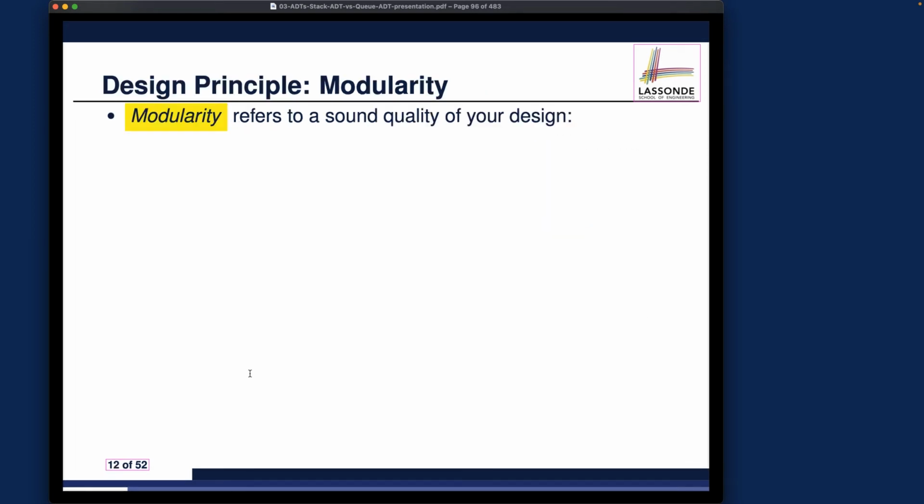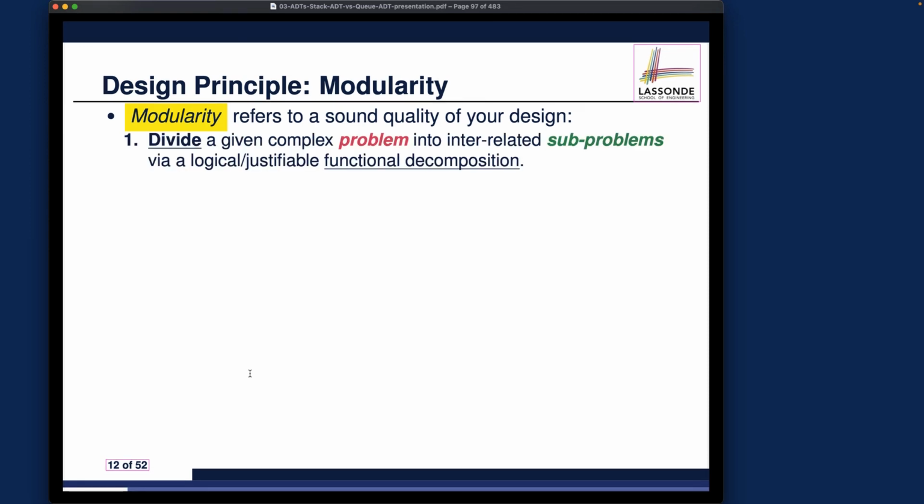Let's now try to define the design principle of modularity. This will be summarizing what we have seen visually so far. Modularity simply refers to a sound quality of your design. Exactly how? Let's take a look. There are 3 components for modularity. You can think about these as the different steps you have to take in order to reach modularity. Number 1, you want to divide. You're given some complex problem to solve. You cannot really solve the big problem directly in one go, so you want to subdivide it into different sub-problems.